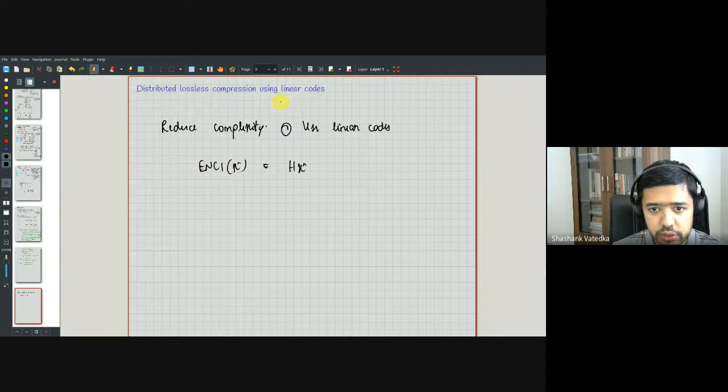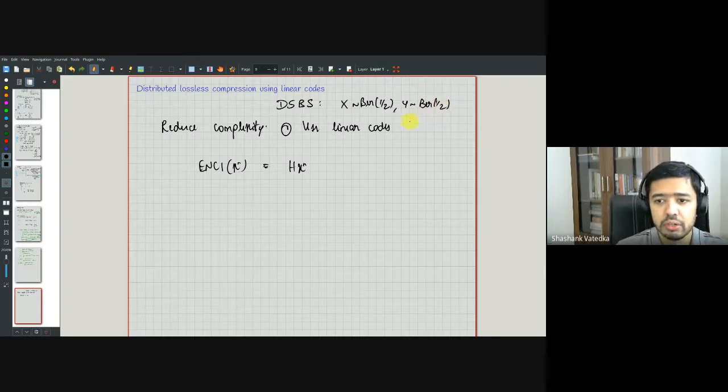Note that x^n and y^n are now binary. So this works for the doubly symmetric binary source, wherein (X, Y), X is Bernoulli half, Y is Bernoulli half. The marginals are both Bernoulli half, but the probability that X is not equal to Y is p.